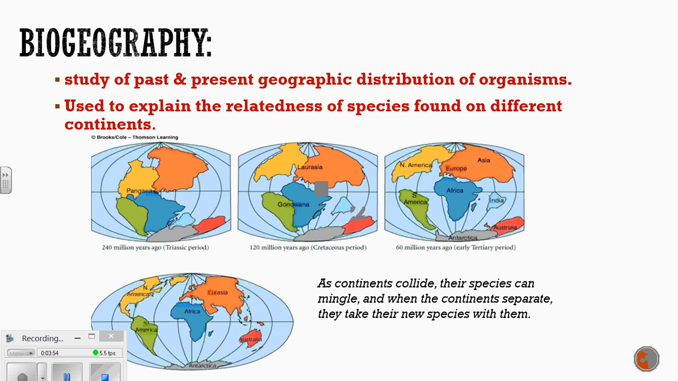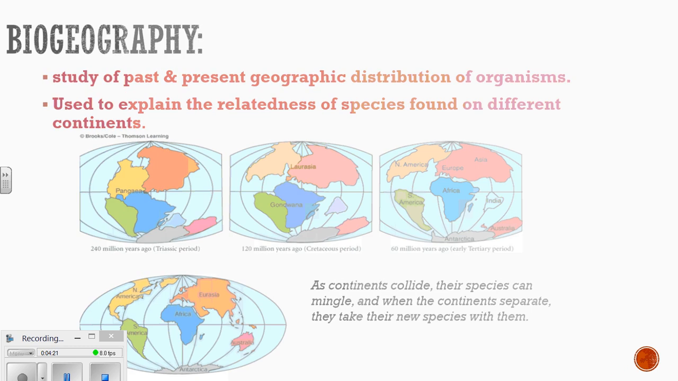Okay, second type of evidence for evolution is called biogeography. Biogeography is the study of past and present geographic distribution of organisms, or how they're spread out around the globe. It's used to explain the relatedness of species found on different continents, or how species are related even though they live on different continents.